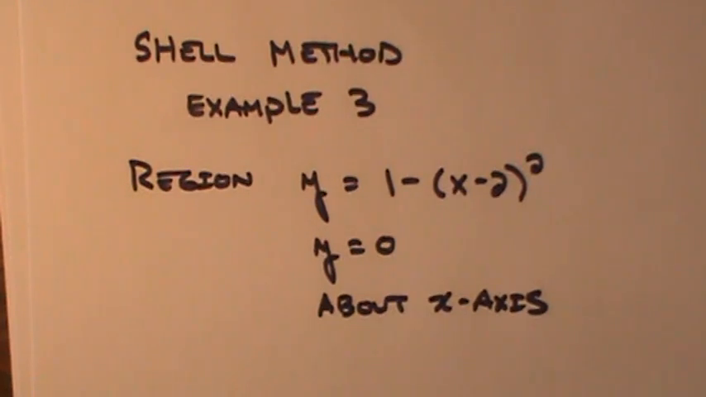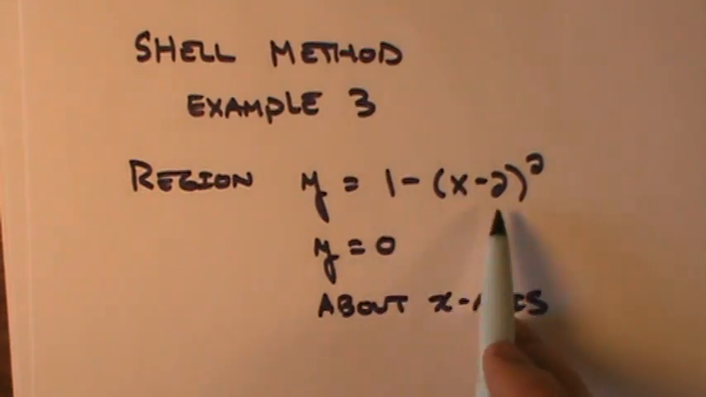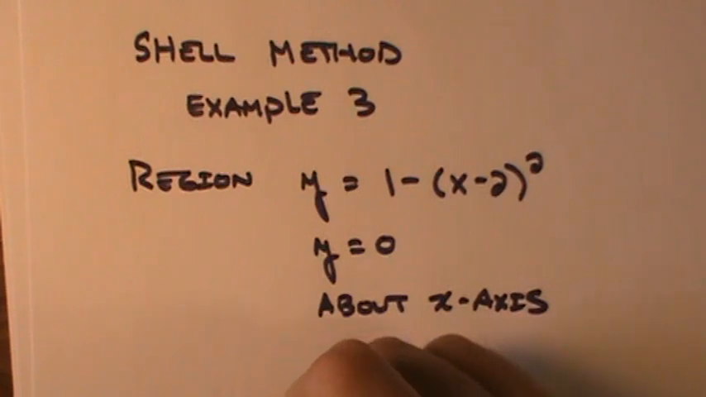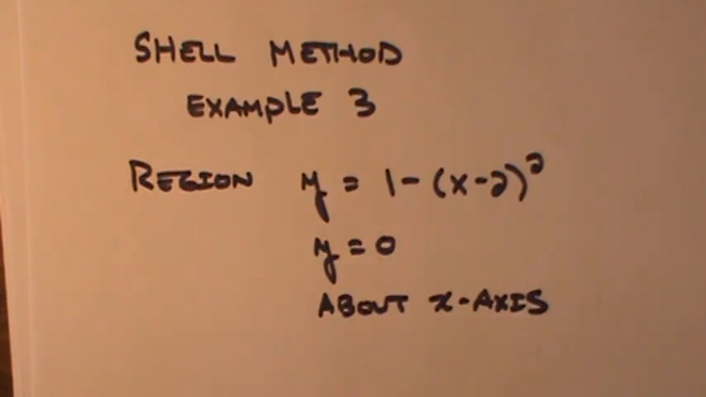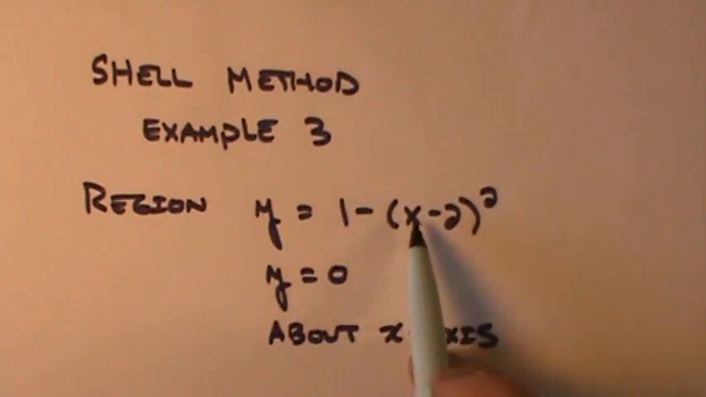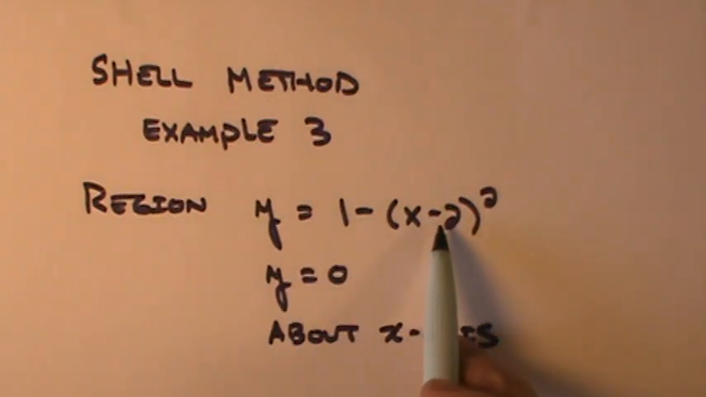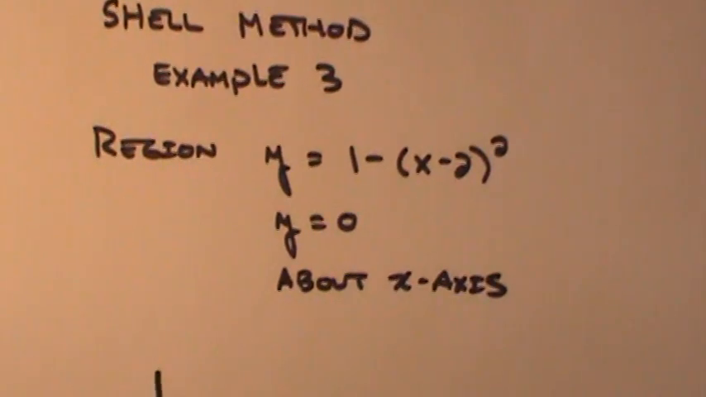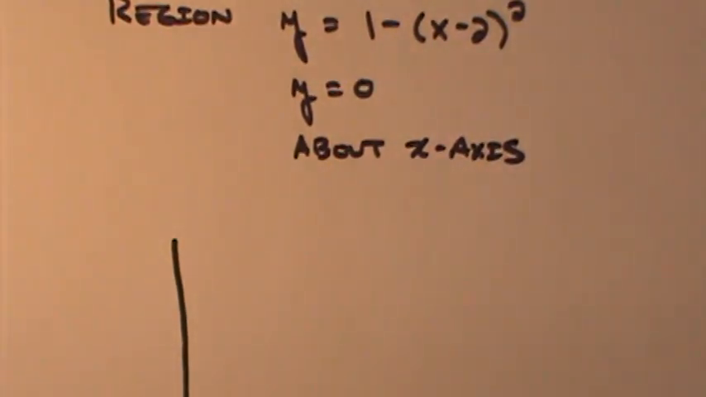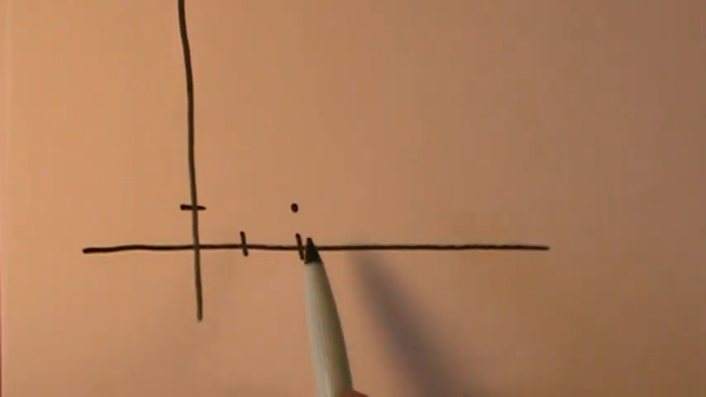Shell method, example 3. For this problem, we have a parabola. It's opening downward. So let me go ahead and draw this up for us. With this value here, this is a parabola basically in HK form. I know the vertex would be at 2, 1. So I'm going 1, 2, up 1. There's my vertex.